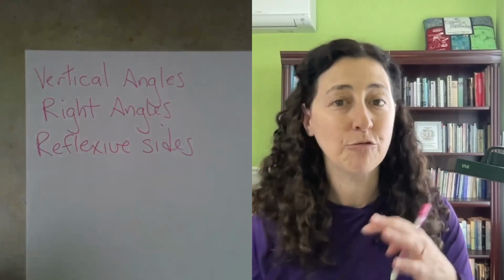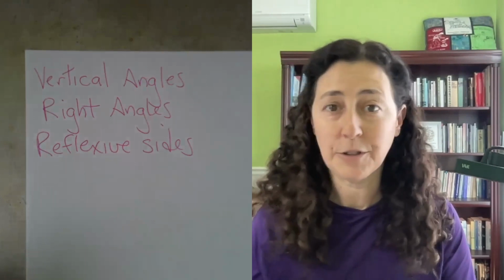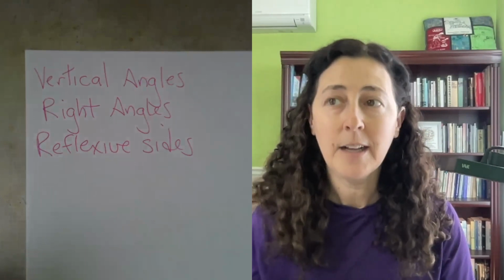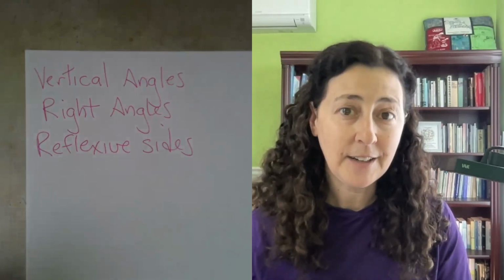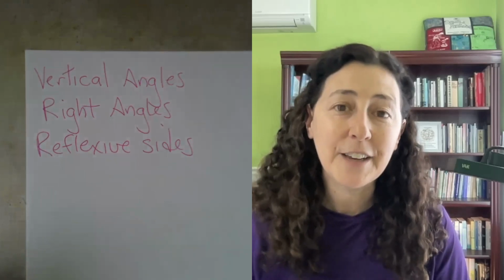And then don't forget to look for hidden knowledge, like a right angle, all right angles equal all other right angles, like a reflexive side, or like a vertical angle that's giving you information even without being written on the page.